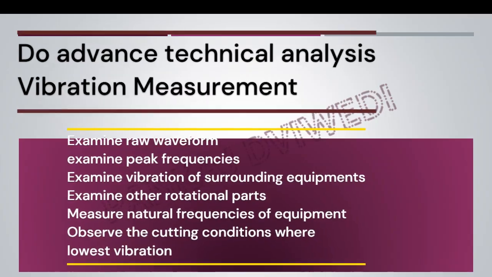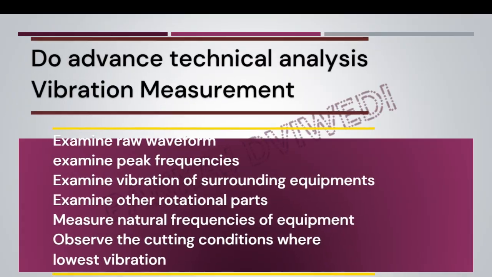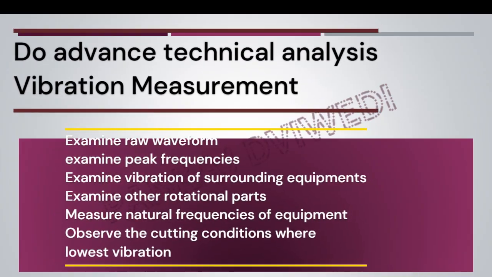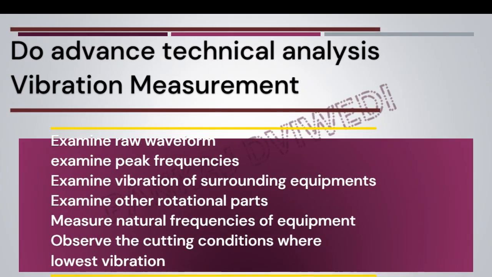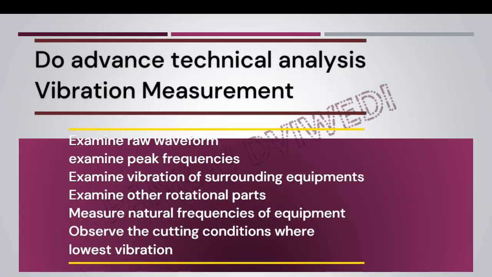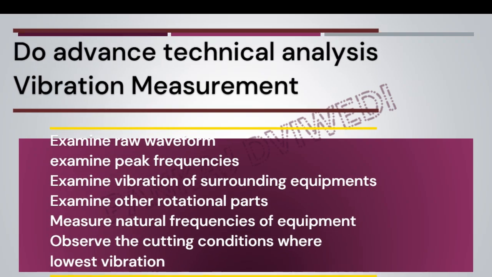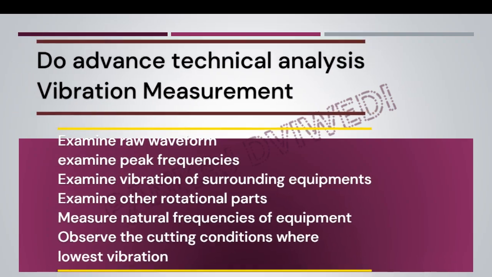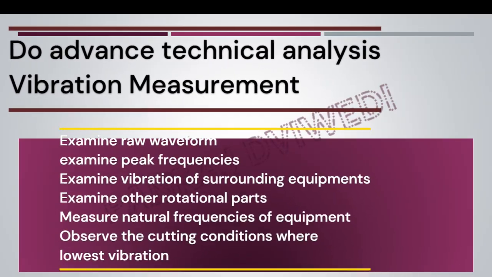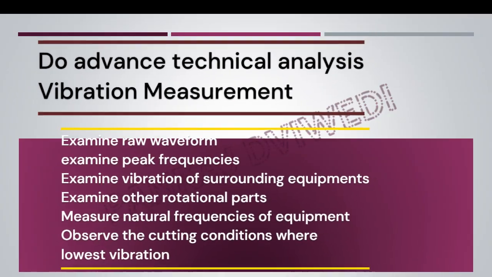So get the notes of rotational frequency, peak frequencies, frequencies while cutting. Get the frequencies recorded for different rotational parts. Correlate these vibration characteristics with respect to cutting conditions. At different cutting conditions, what vibration notes you get, what frequencies you get. Measure the natural vibration of the equipment. Note down the conditions where you get minimum vibration.